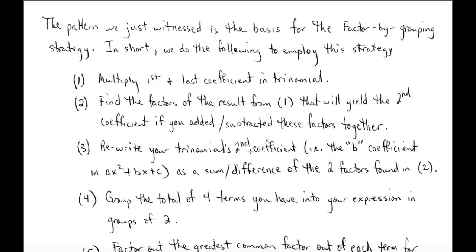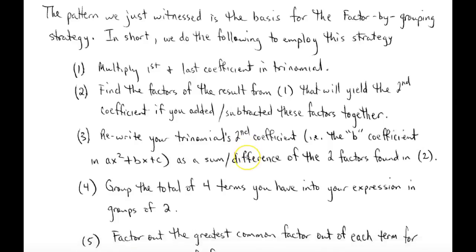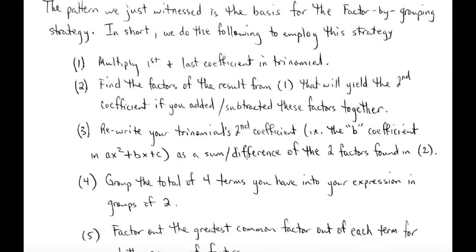Okay, all right, so in short, here's the strategy that we are about to employ when we do factor by grouping. I'm just going to read through these and then actually practice it through example here. So number 1, we multiply the first and last coefficients in the trinomial. Okay, so you just saw me go through that sort of theoretically. Number 2, we find the factors of the result from number 1, which we just stated, that will yield the second coefficient if you added or subtracted these factors together.